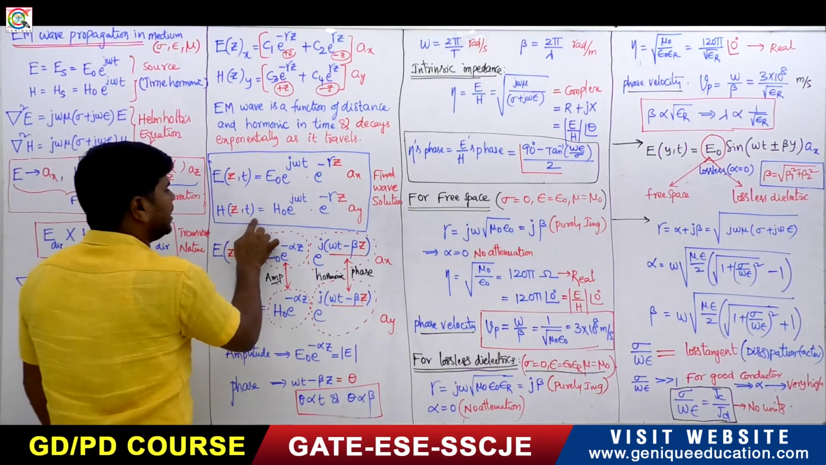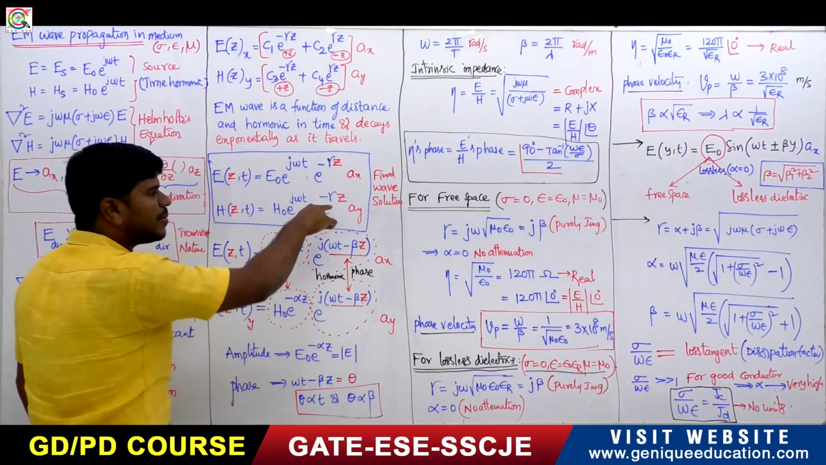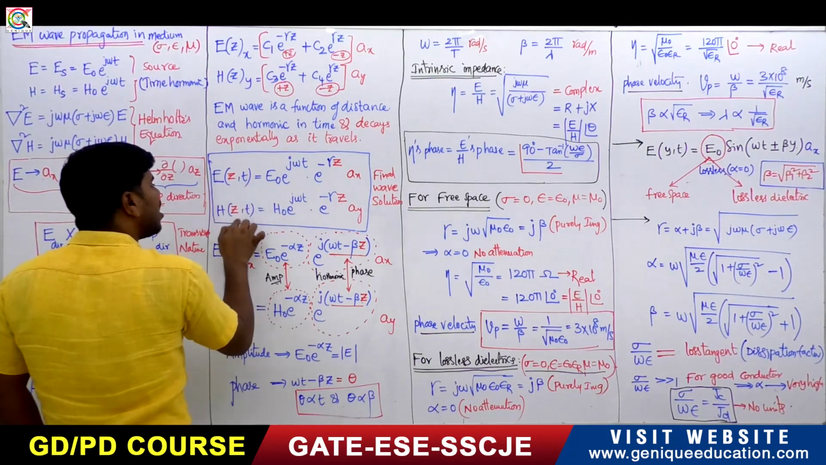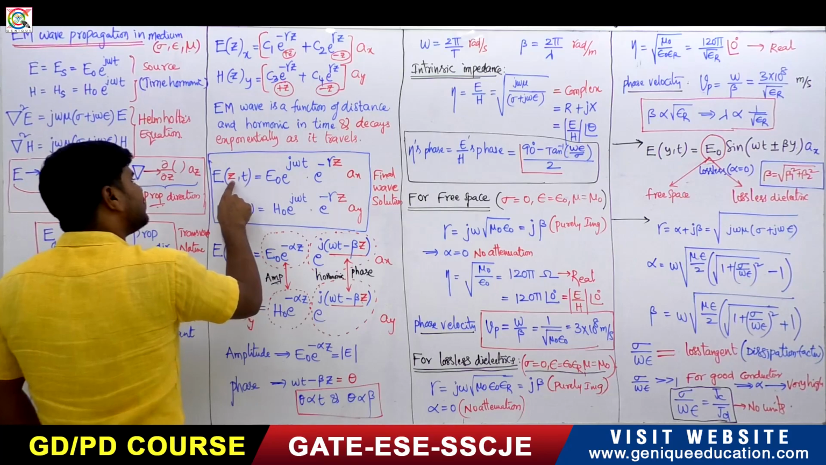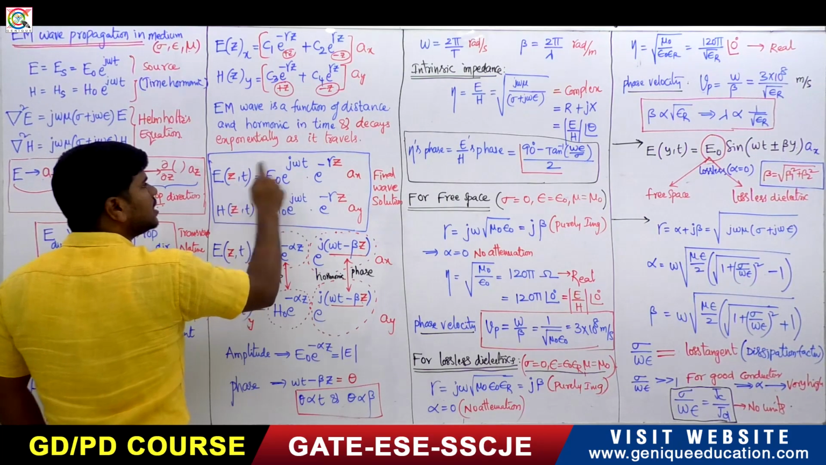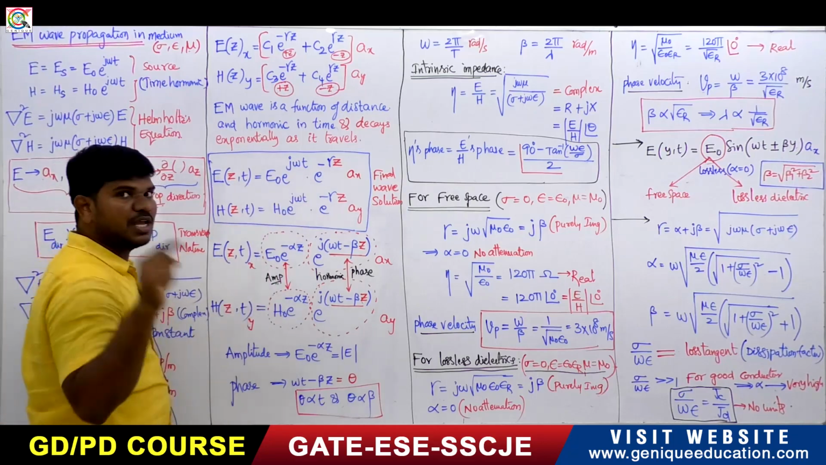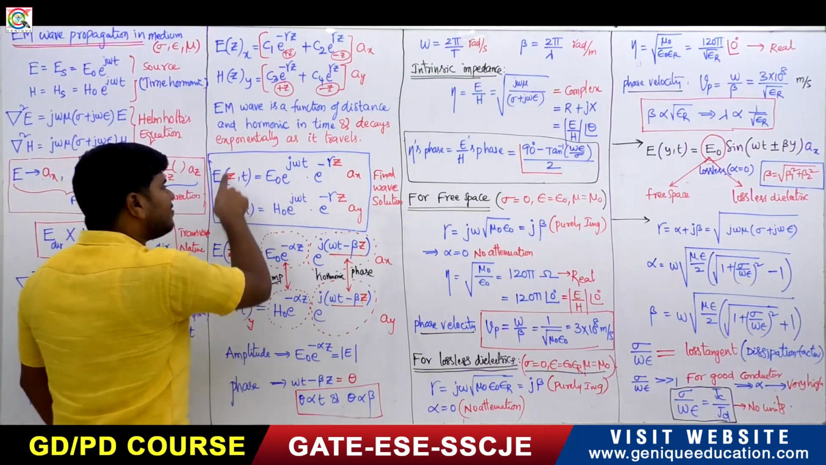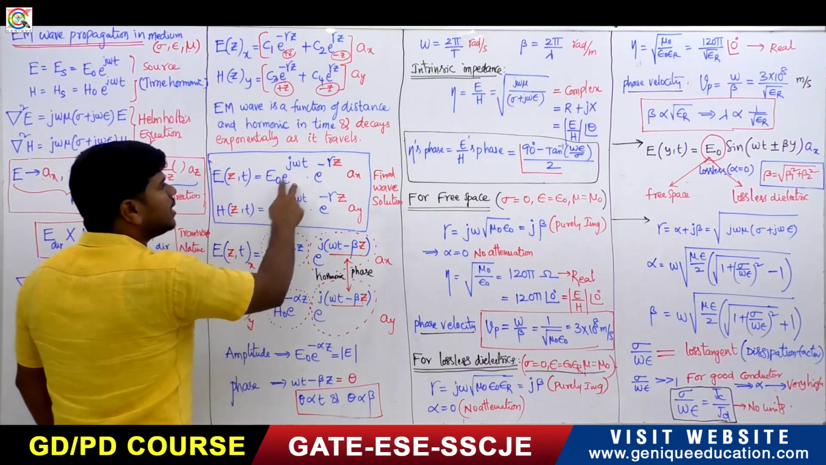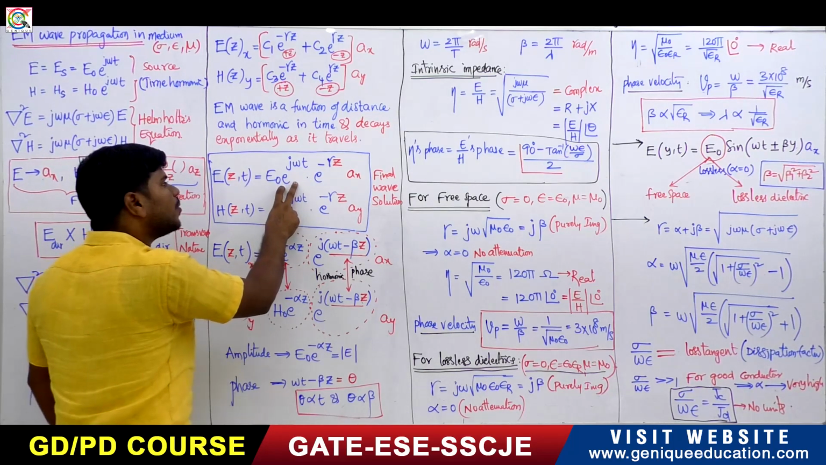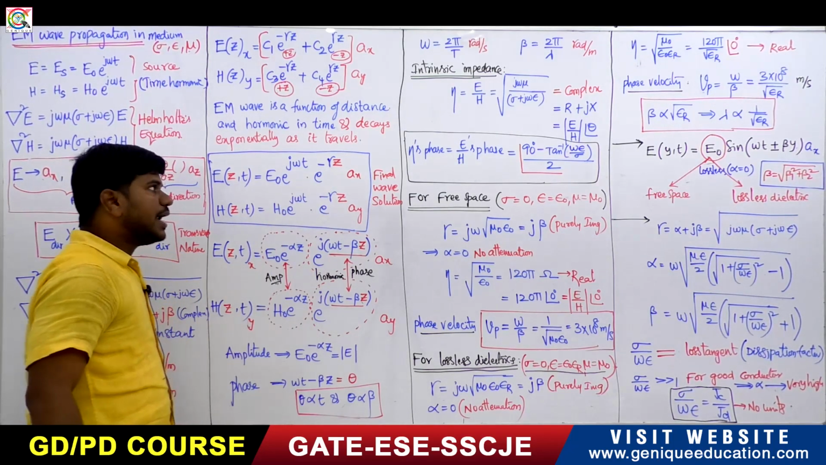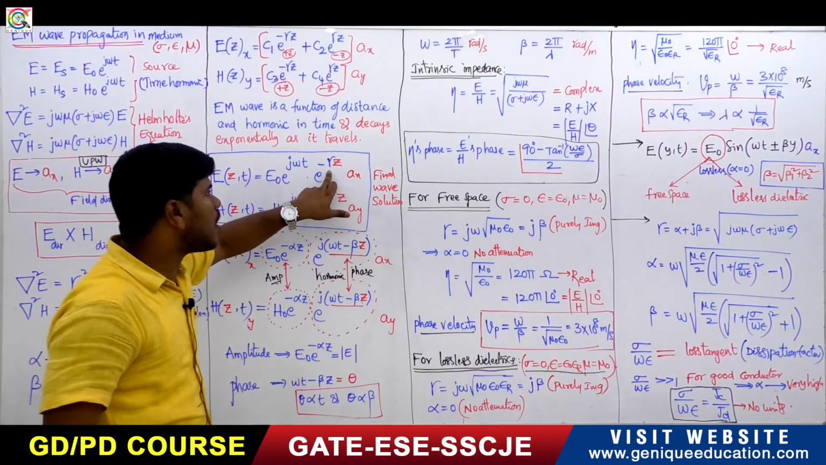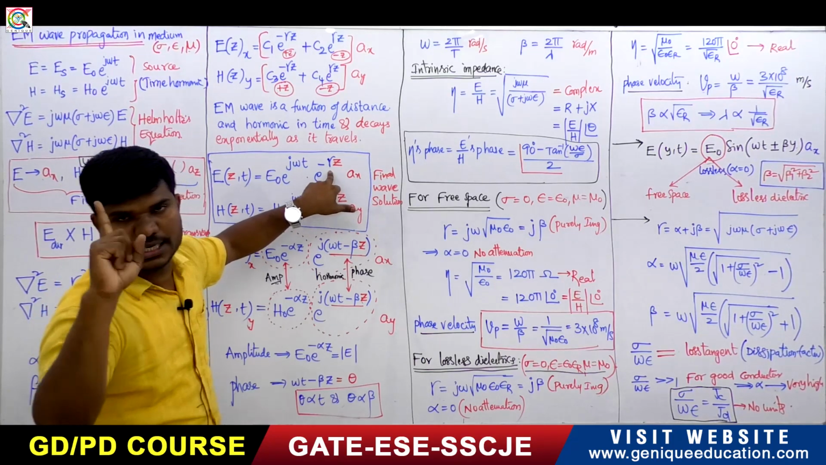H of z, t is equal to H naught into e power j omega t into e power minus gamma z a_y. Okay, so E and H are both functions of z and t. Z means function of distance, t means function of time. Which kind of function? Harmonic functions. So the EM wave is a product of time harmonic and space harmonic. Because it is a complex quantity, I can say this is a harmonic. If it is a real quantity, I cannot say this is a harmonic. That is the point you have to understand.